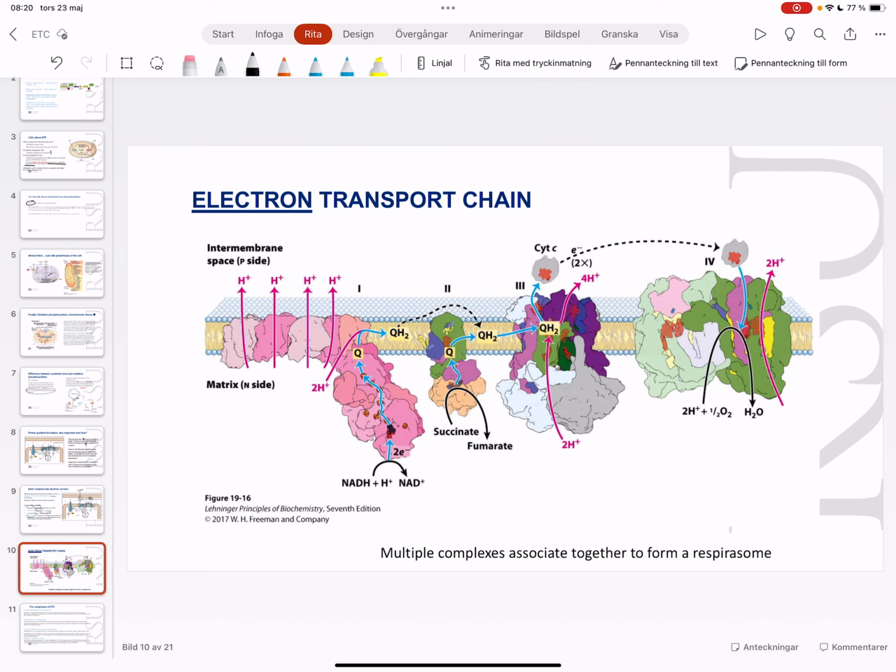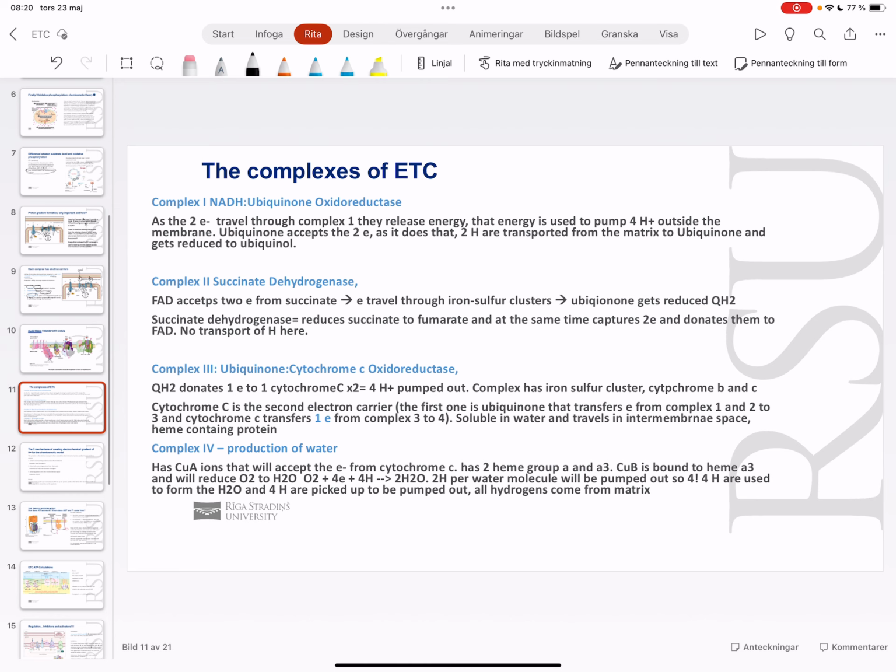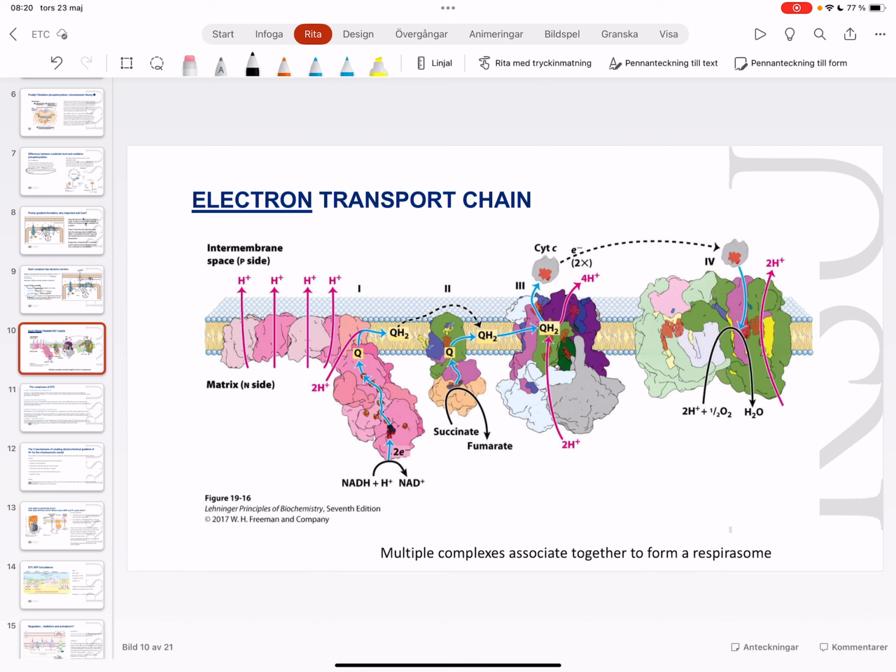Okay, now let's talk about each complex. I will not go into a lot of detail exactly what they do. I've written what they do here, so you can just read that. But I will just explain kind of what happens. First and foremost, you have NADH plus H. This cofactor will come from, I don't know, citric acid cycle or glycolysis or somewhere. These cofactors will come from somewhere, and they will donate their 2 electrons to FMN.